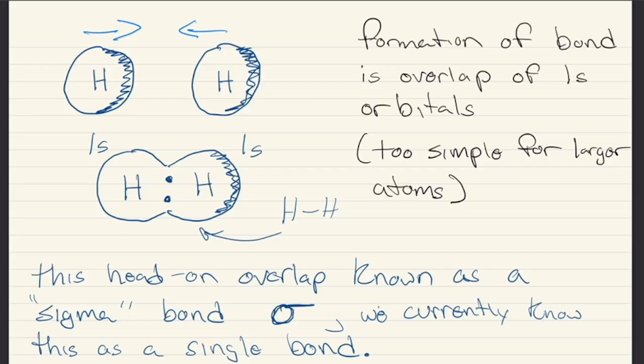Now, notice that these two electron clouds are coming at one another head on. And because they're spherical, obviously that overlap would be the edge of one sphere with the edge of the other sphere. This overlap, for purposes of atomic orbital hybridization, is going to be known as a sigma bond, sigma being this lowercase Greek symbol here. So we will call these sigma bonds from here on out.